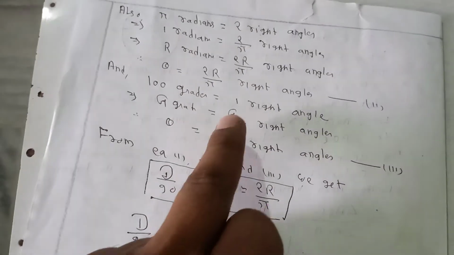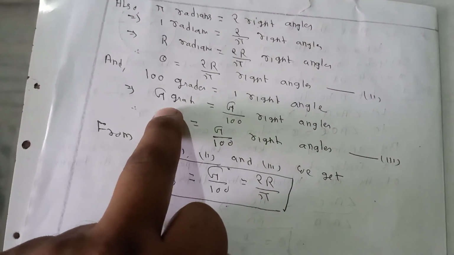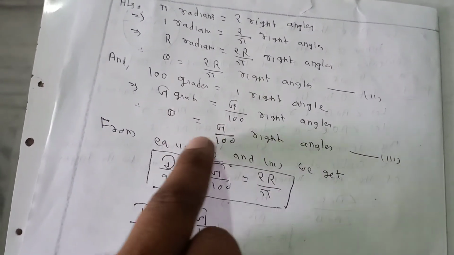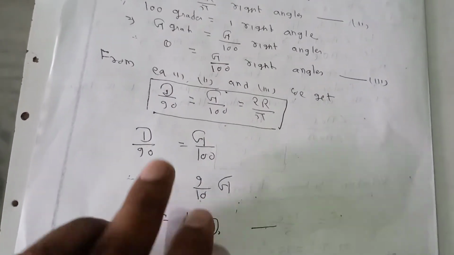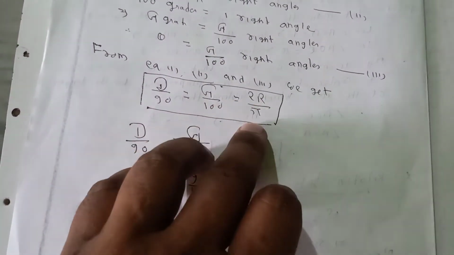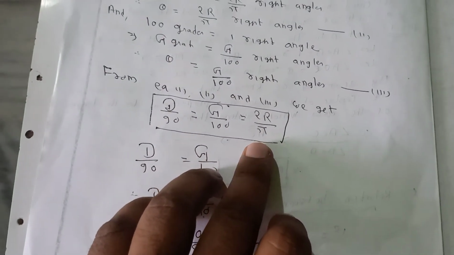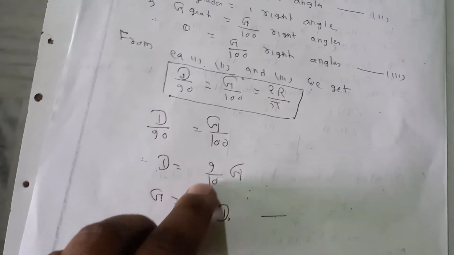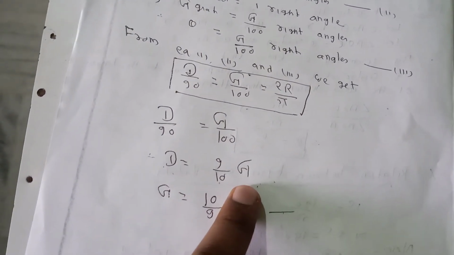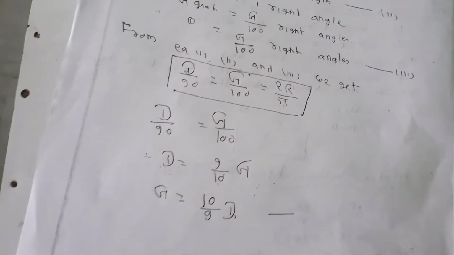100 grades equals 1 right angle. G grades equals G by 100 right angles. Theta equals G by 100 right angles. From equations 1, 2 and 3 we get D by 90 equals G by 100 equals 2R by pi. This is the relation of the three systems of angle measurement. So D by 90 equals G by 100, D equals 9 by 10 G, G equals 10 by 9 D grades.